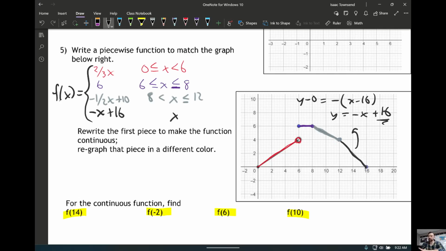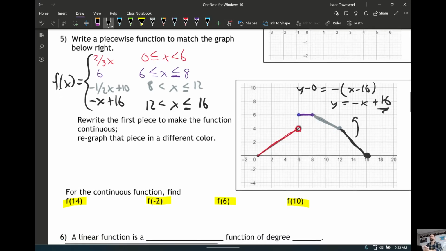Okay, I already included x equals 12 up here, so I should not include 12 here too. I can't hit any x value twice. That would make it not be a function. So where x is greater than 12, less than 16, and this is a closed circle, so I need to include 16. So that would be the first part of 5. Again, it's the exact same as graphing a piecewise function, just in the backwards direction. So you have to feel pretty comfortable with the question to be able to do that.